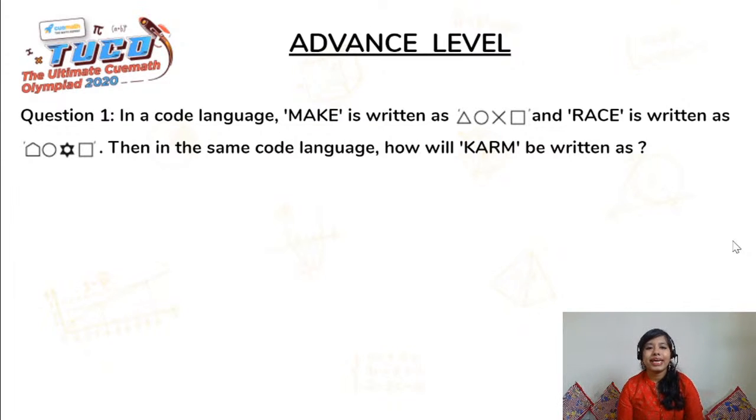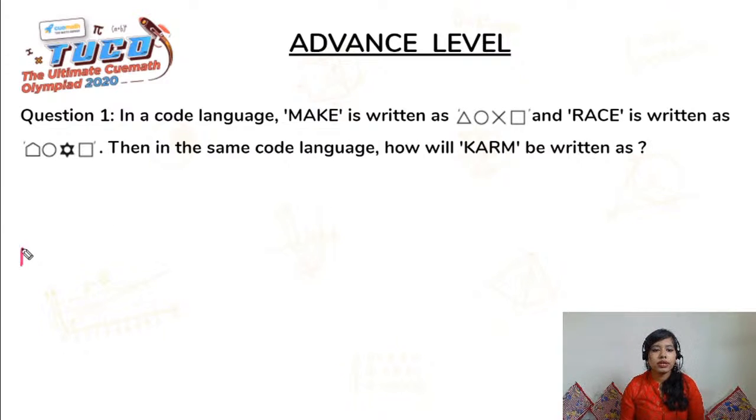Let's see here. In a code language, make is written as this shapes, okay, race is written as this. Then in the same code language, how will KARM be written? Okay? The same thing, we were doing substitution. So this is something related to letters and letters being substituted by symbols.